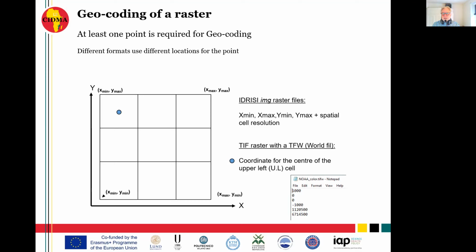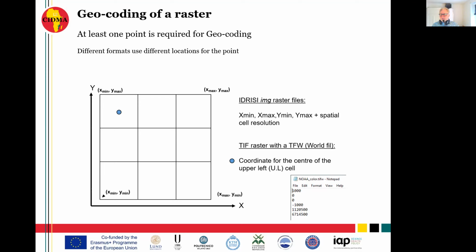For instance, Idrisi files want to have the minimum X coordinate and the maximum X coordinate, the minimum Y coordinate and the maximum Y coordinate, and also the spatial cell resolution. Then a test that it works correctly is made, so that the X min plus the number of columns times the cell resolution should be the same as the X max.